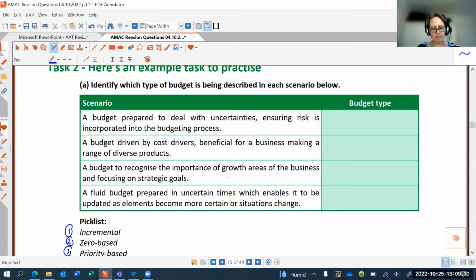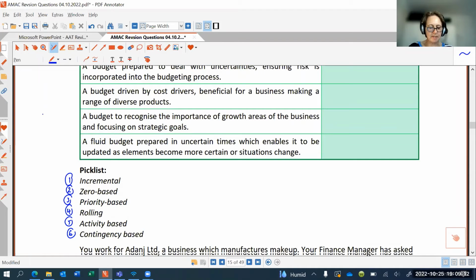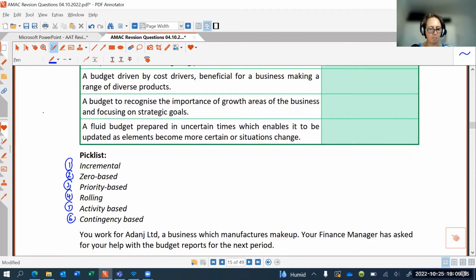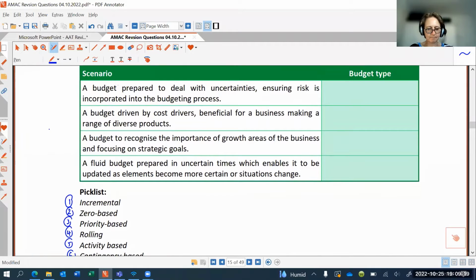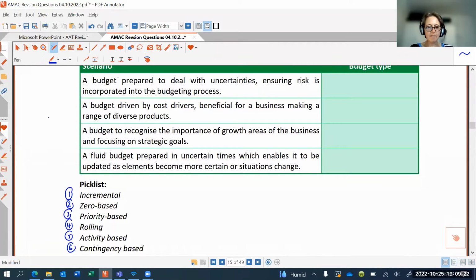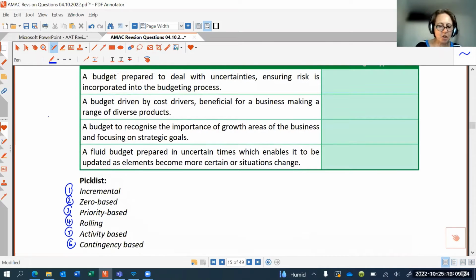So let's start with the first one. And then you can perhaps use the chat box to tell me whether you think it is 1, 2, 3, 4, 5, or 6 from the pick list there. So the first one: a budget prepared to deal with uncertainties, ensuring risk is incorporated into the budgeting process. If you're not sure, you can always go on and look at the others and maybe eliminate some of the other answers by selecting from the pick list for some of the others.